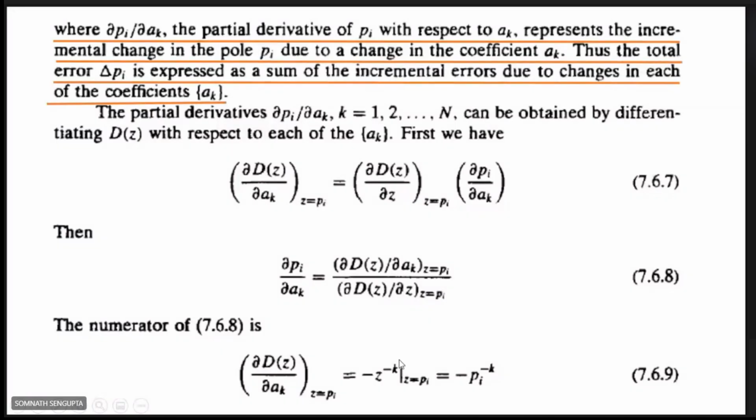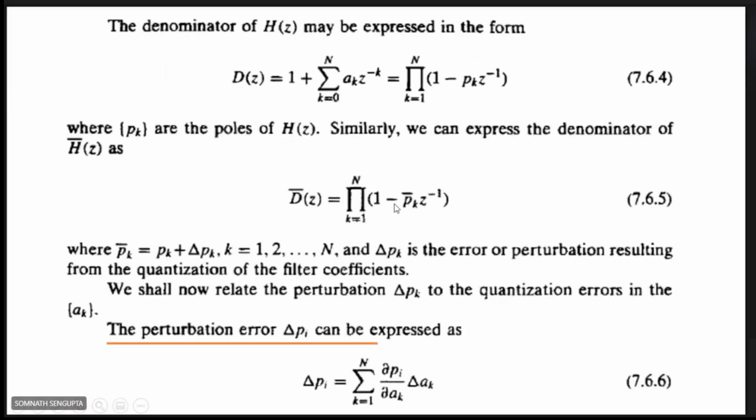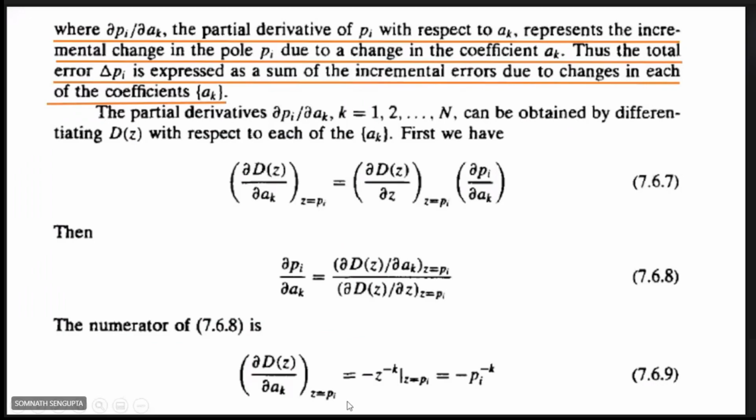So you can see here that D(z) is equal to this one. Here, if you differentiate D(z) with respect to ak, then you will get z to the power minus k at z equal to pi. So it will be equal to pi to the power minus k. This minus is due to differentiation.